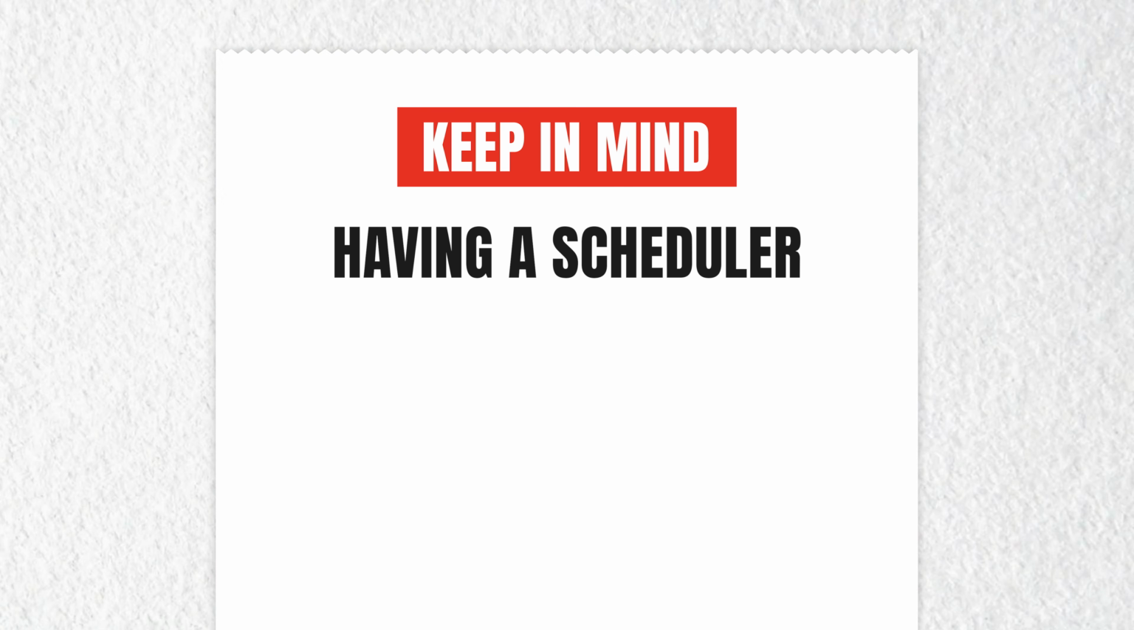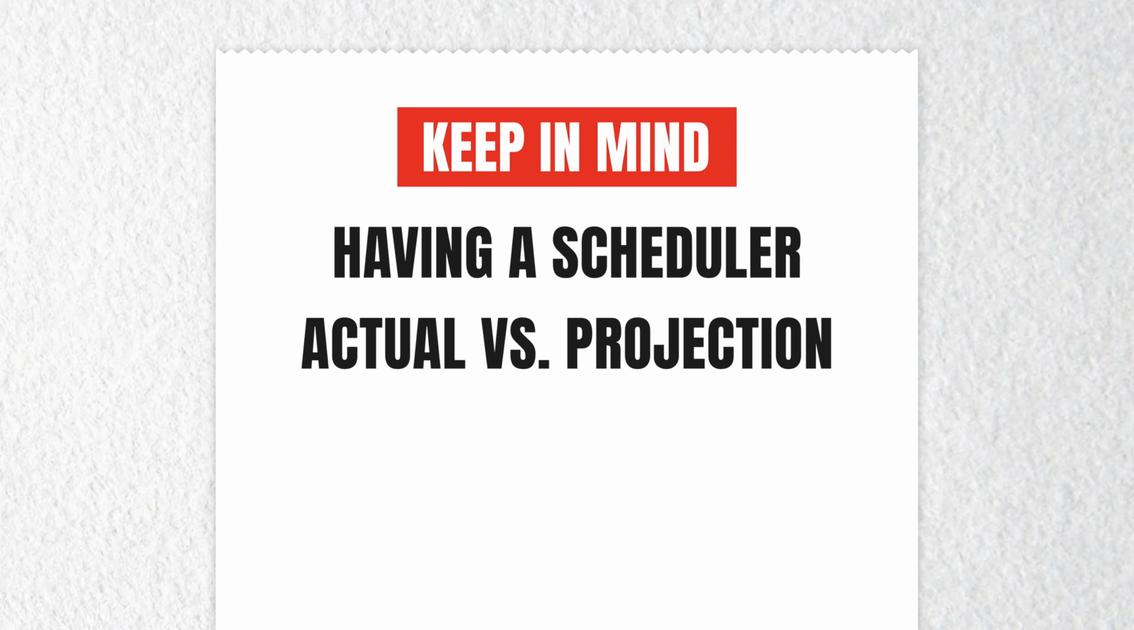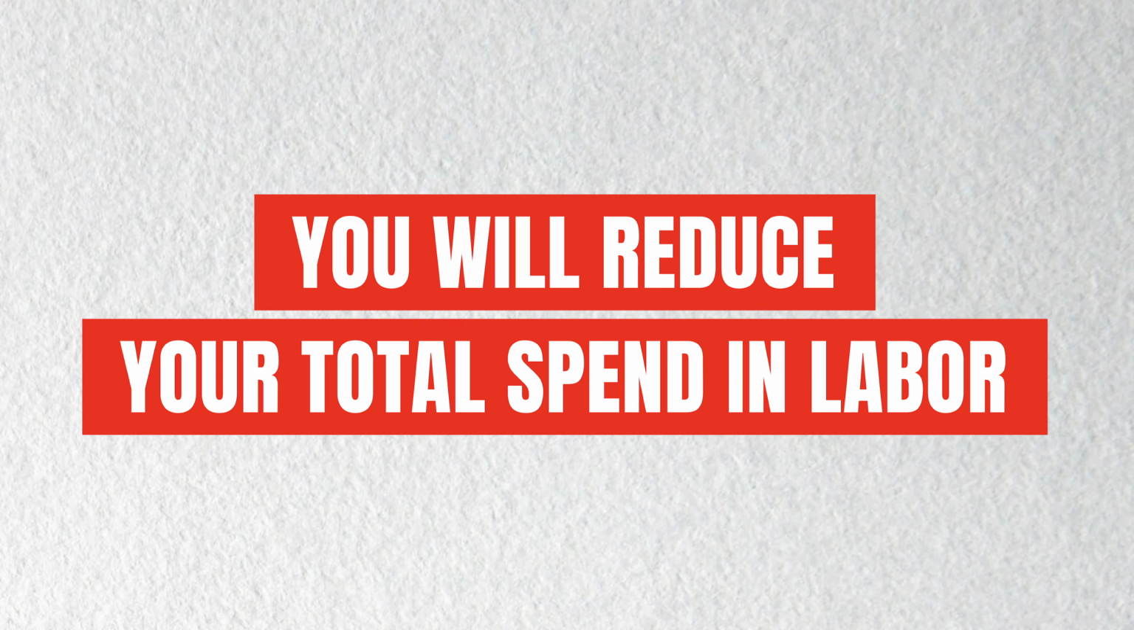So in closing, there's not one magic bullet that does all the work. You gotta do a few different things simultaneously well. These are the smartest ones, i.e. having a scheduler, using it appropriately, i.e. having an actual versus projection, a variance report tied to all of it, and then managing it efficiently. When you do that along with roles and leadership, you will reduce your total spend in labor and do it in a manner that benefits your crew.